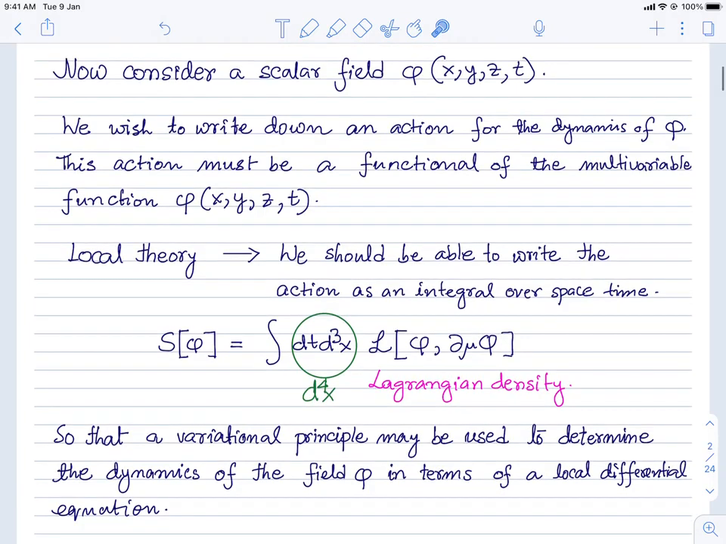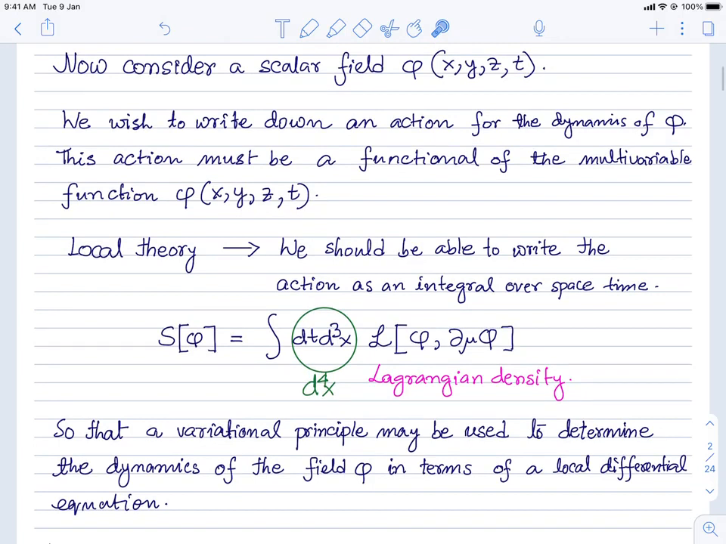So now what we have to do is write down an action which is a functional of this multivariable function phi. Apart from time dynamics, it can also vary non-trivially over space. So it varies over space and time. So phi is a function over space and time, and the action is a functional of this multivariable function.